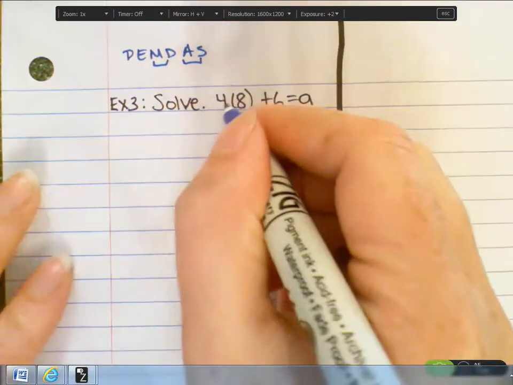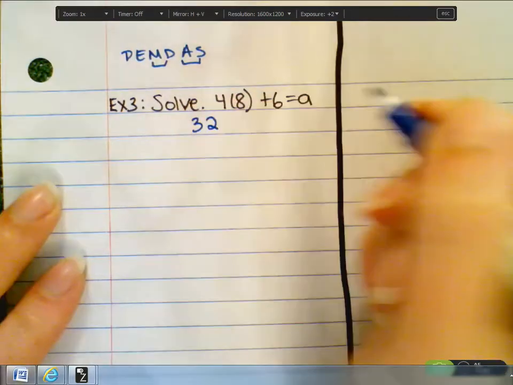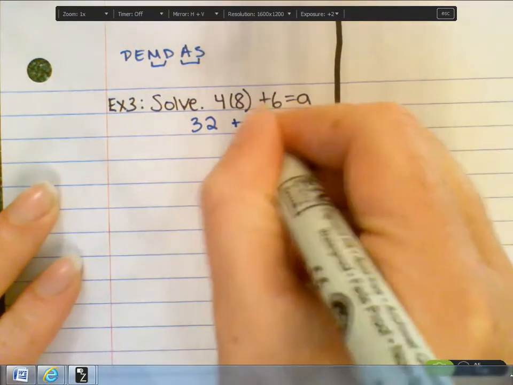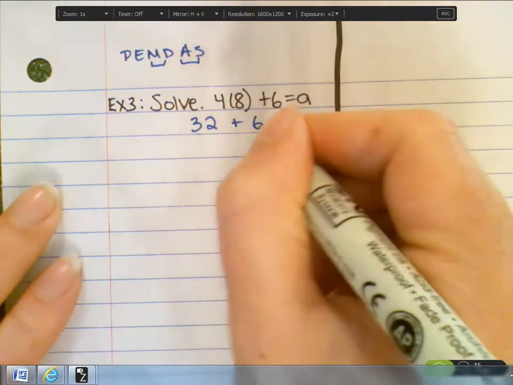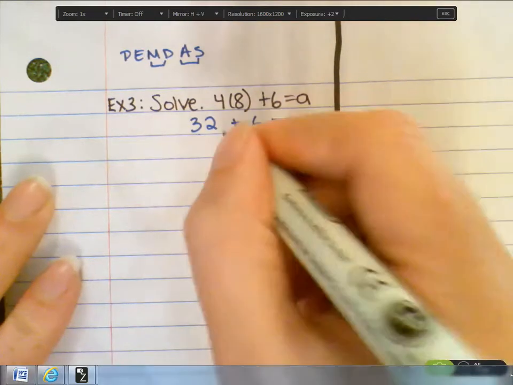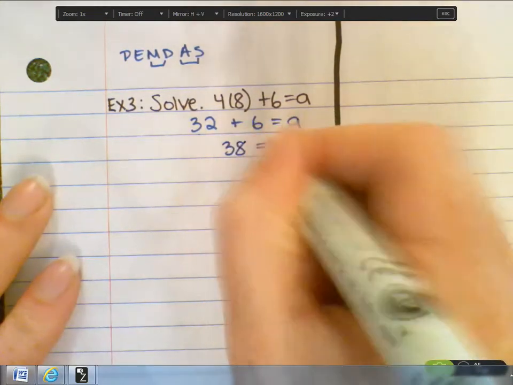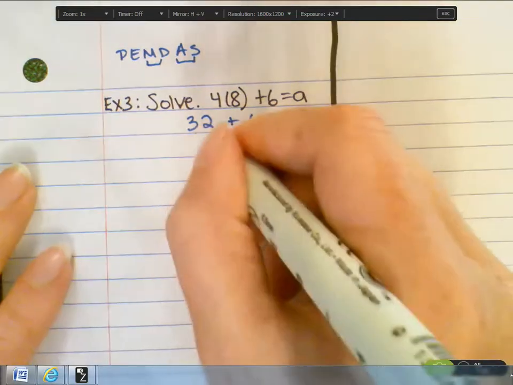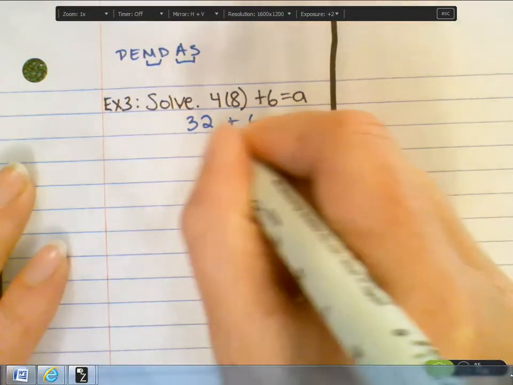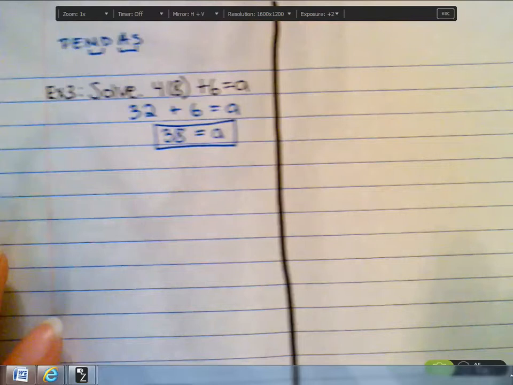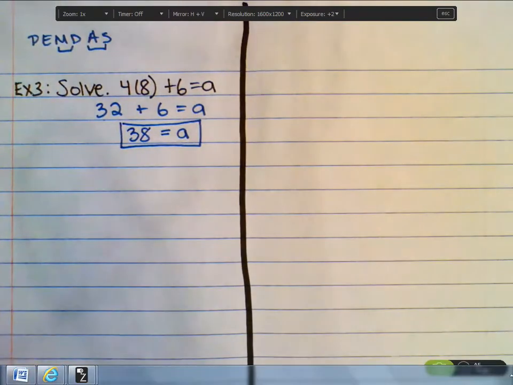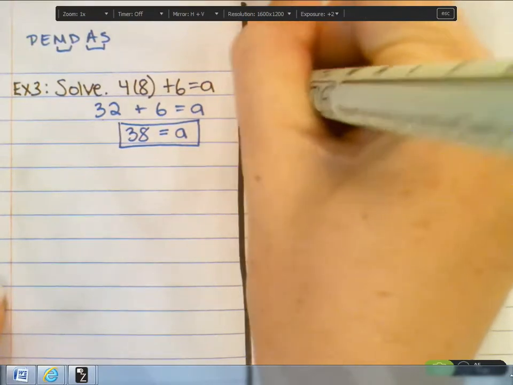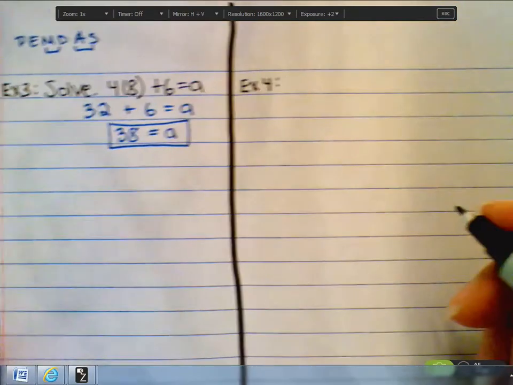4 times 8 is 32 plus 6 equals a. 32 plus 6 equals 38. So a equals 38. Okay, so the solution is 38. Alright, let's go over to example number 4. And I'm going to say that we need to solve.